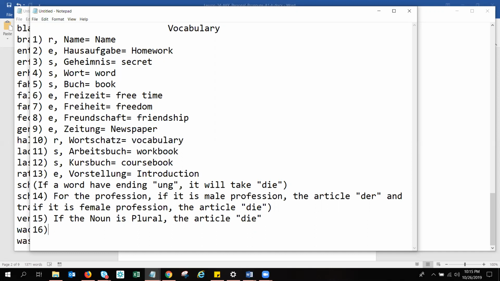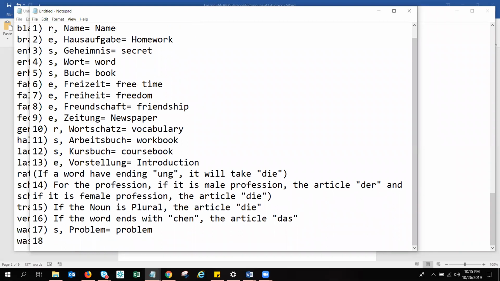One more thing I guess I told you: if the word ends with chen, or lein, then the article is always das. I don't remember. Okay, so season is Jahreszeit, you know that. Then we have one more word, that is problem. Problem in German, the spelling is the same, but the pronunciation is different. Problem is problem.